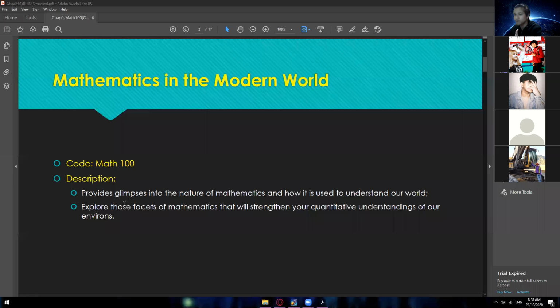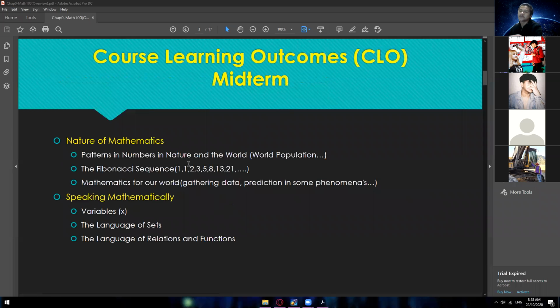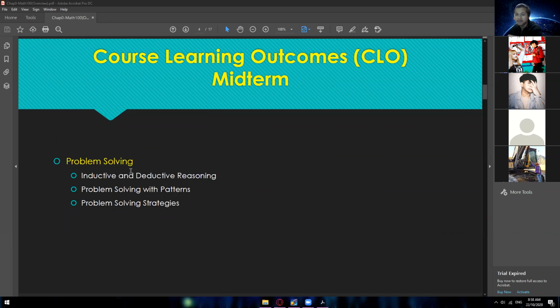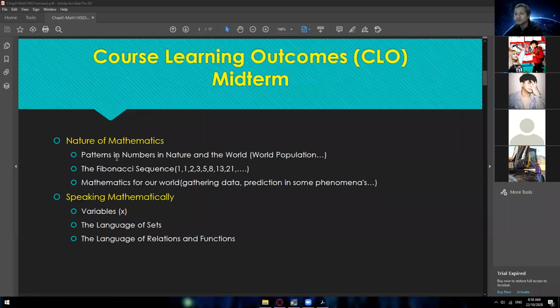Okay. Second one is explore those facets of mathematics that will strengthen your quantitative understanding of our environs. Okay. So actually, this one is like more on critical thinking or logical thinking or common phenomena. Like wala kayong gagamitin ng mga complicated formulas dito. This one is like more on common sense, parang ganun. Okay. So for our midterms, we have the nature of mathematics, speaking mathematically, and then problem solving.